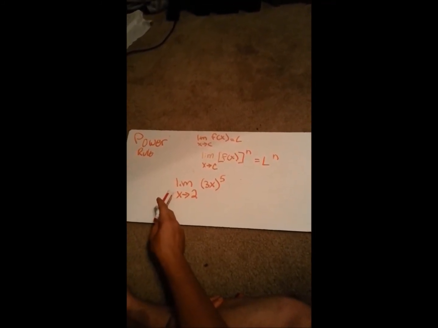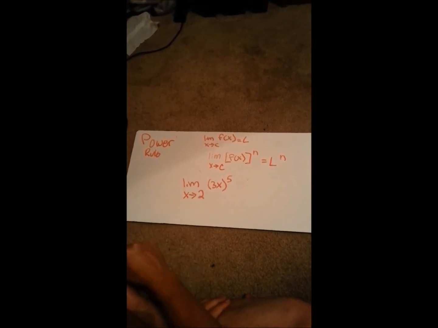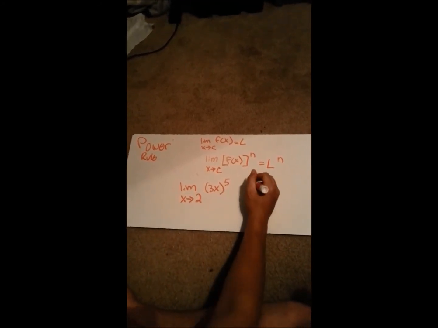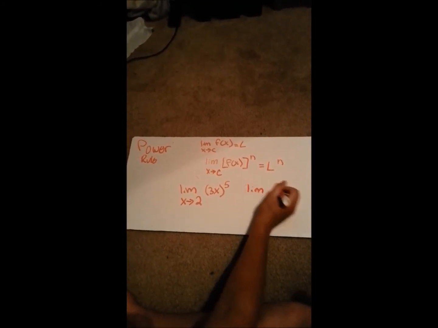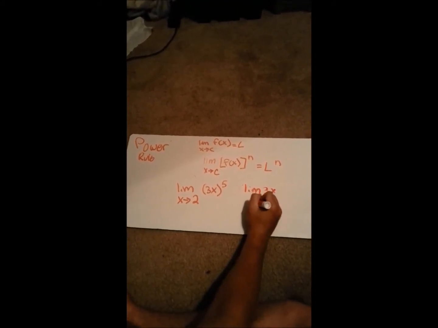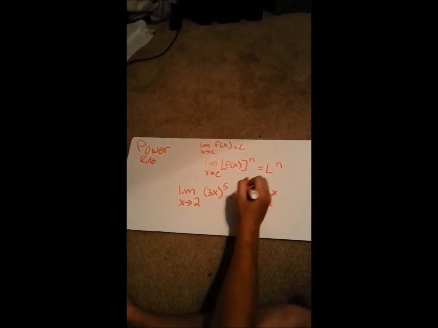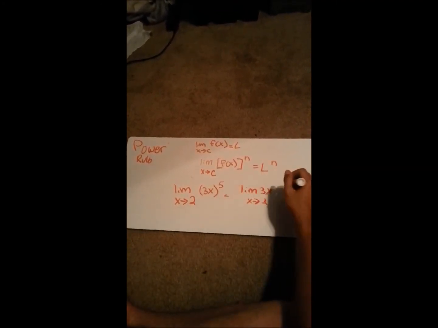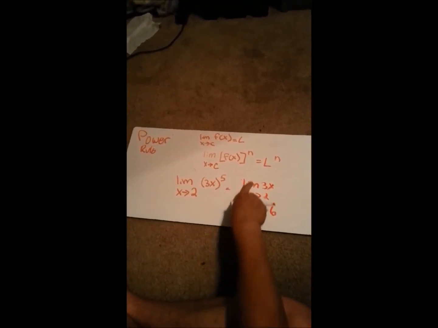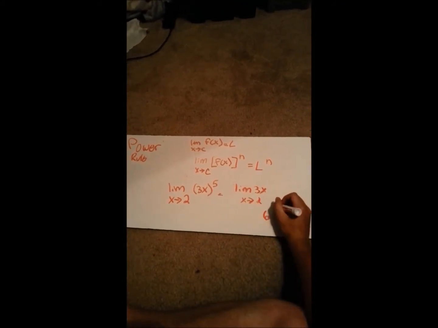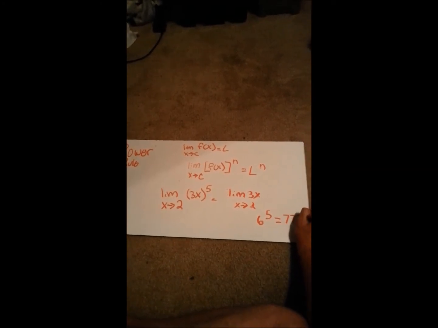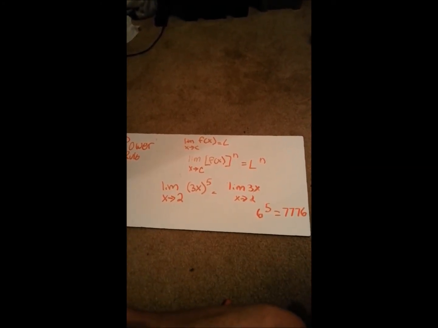Here we have a problem, the limit of 3x to the 5th as x approaches 2. First, we will simplify this problem by taking the limit of 3x. So we have the limit of 3x as x approaches 2, and we direct substitute 2 in there, and we will get 6. And we will take that answer and put it to the 5th, and we will get 7,776. And that is our answer.